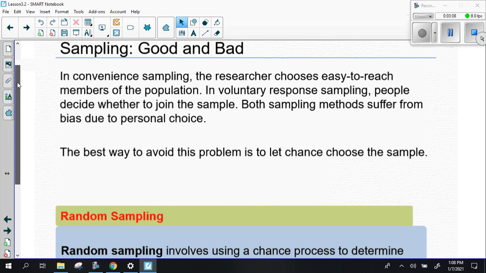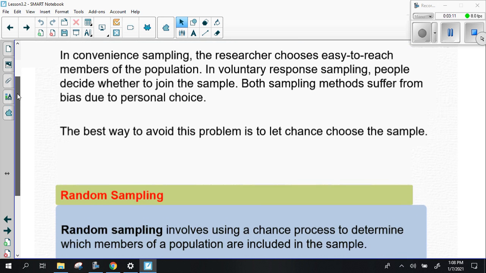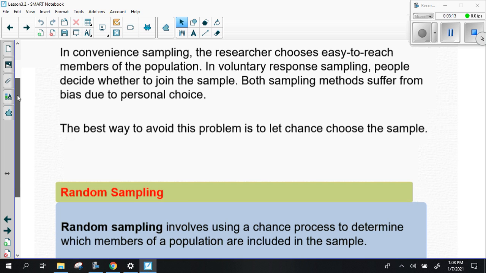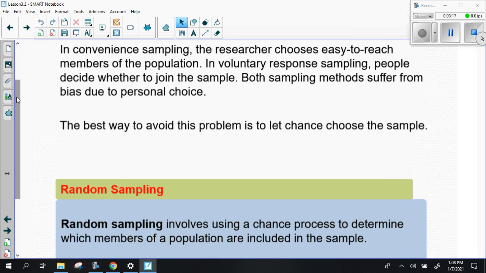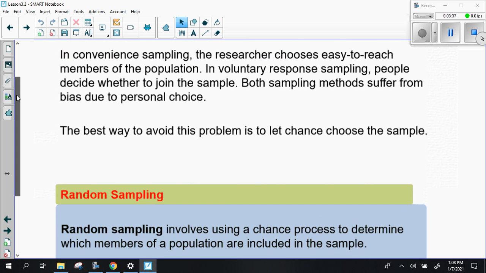The best way to do this is to randomly sample. So random sampling, all you do is use some chance process to choose people that will be included in the sample. If you use some chance process, you're more likely to get a more representative sample, a sample that better represents the population that we're interested in finding out information about.